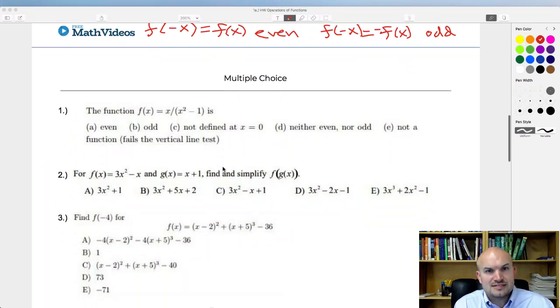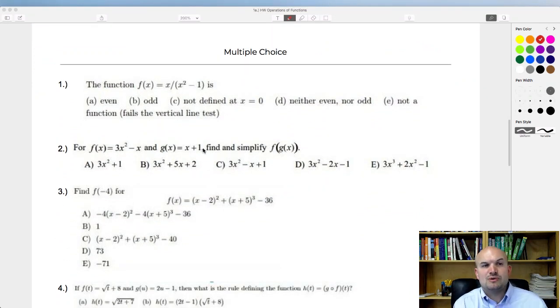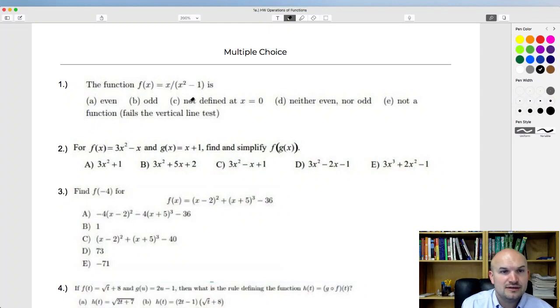All right, so let's go and get into multiple choice. So just a couple multiple choice questions that we want to discuss here, what to work with them and how to do them. So again, this is asking, is the function odd or even, or failing? Well, let's see if even or odd works here.